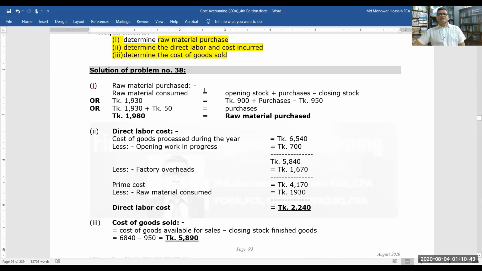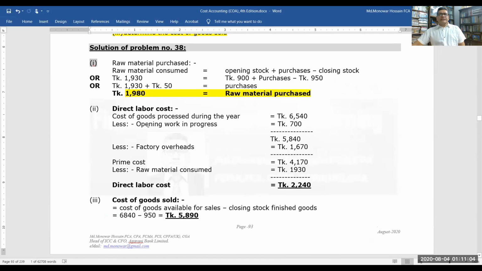So look here, raw material purchase, we can calculate this way. The raw material consumed equals opening stock plus purchase minus closing stock. So putting the figures here, we get 1980 as the raw material purchase. So we solved number 1. Okay, number 2, direct labor cost.